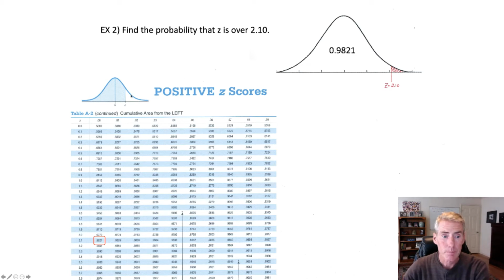Now that means, because this gives you the left side, that the left side is 0.9821. So the right side would be the complement, so that would be 1 minus 0.9821, which leaves 0.0179. And that is the right side, and that one is done.